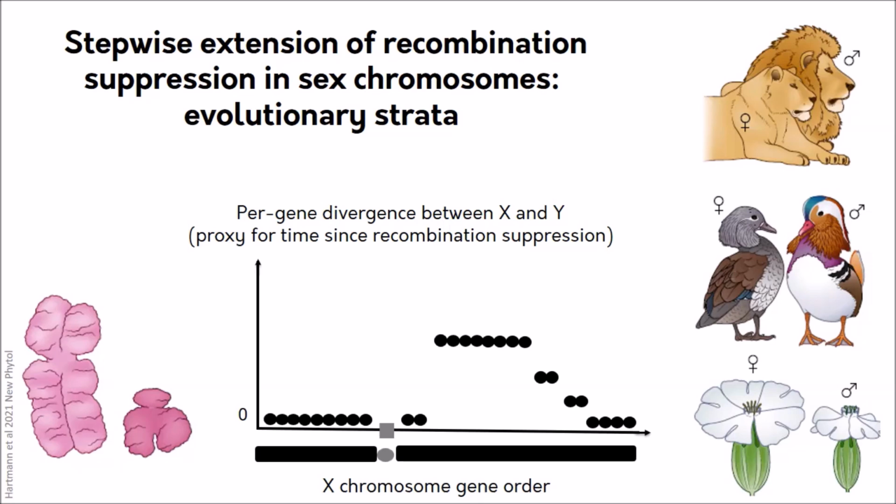So this is a pattern. This is known for sure. There has been stepwise extension of recombination suppression in multiple lineages, in plants, in animals. But the question is why? Why does recombination suppression extend with time? And this is still not very well understood.